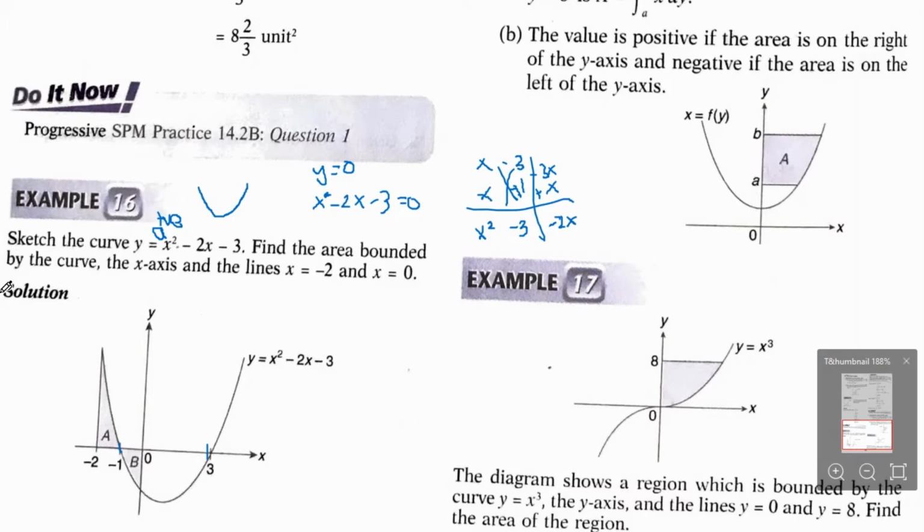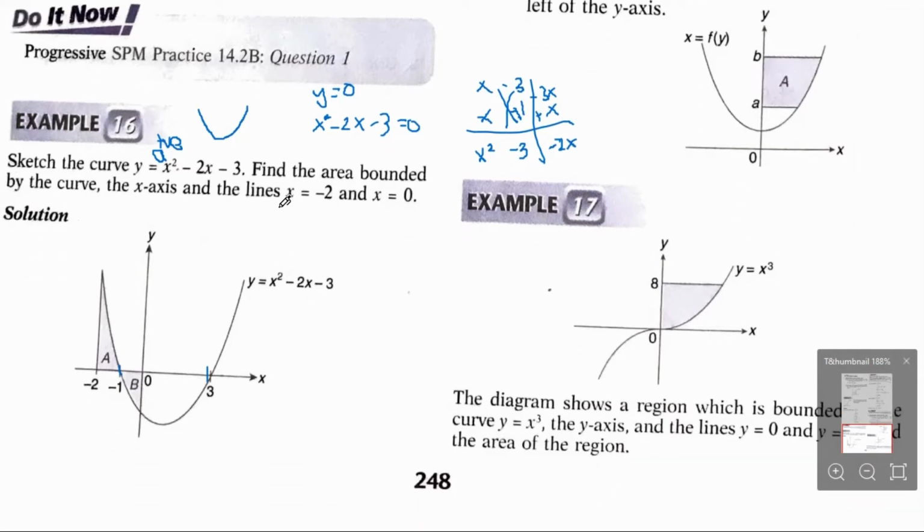Find the area bounded by the curve, the x-axis, and the lines x equals negative 2 and x equals 0. So let's find the area bounded for x equals negative 2. The area bounded by the curve is here.